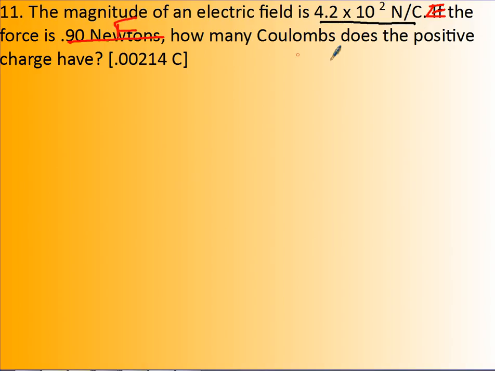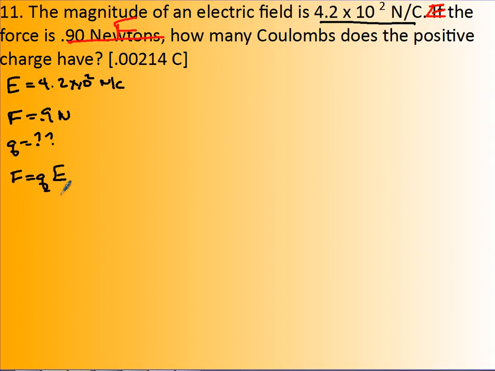How many coulombs does a positive charge have? So we're looking for Q. My givens are E is 4.2 times 10 to the second newtons per coulomb, and F is 0.9 newtons. I'm looking for Q. F is QE. I want Q, so I divide both sides through by E. So Q is F divided by E. They look the same, don't they?